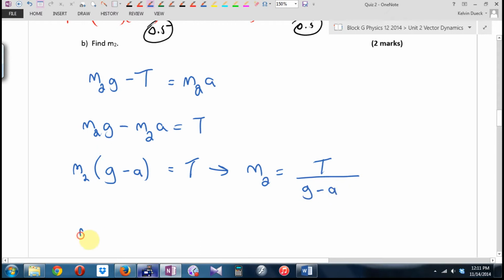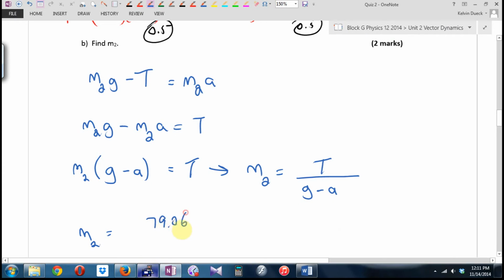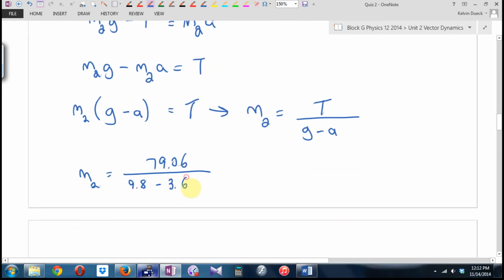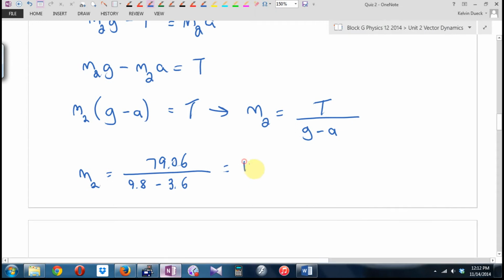Okay, mass 2 is going to be tension. Now I'll use the full value, 79.06 over 9.8 minus, what did I say the acceleration was? 3.6? You get a mass of 12.8 kilos? No? Yes? Yeah.